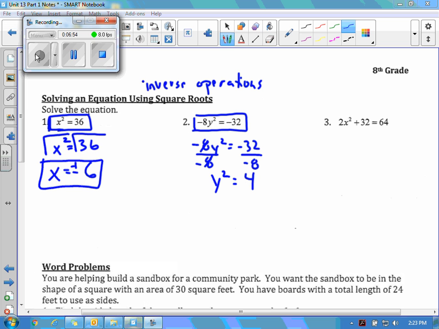So notice I don't do the square root first. I have to wait till I just have y squared, or whatever the variable is squared. Then I can take the square root. So the square root of y squared is y. The square root of 4 is 2. And I put plus or minus 2, since either one will work.